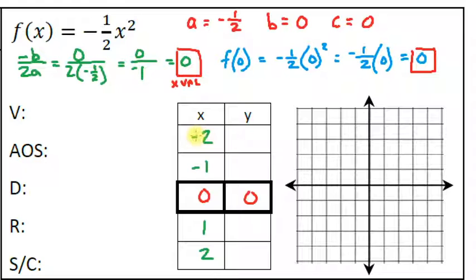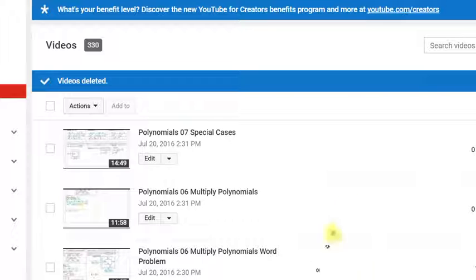Next step is calculate the y values of the table. So what you'd be doing in this case is you've got to find f of negative 2, and f of negative 1, and f of 1, and f of 2. Let's quickly do one of those.